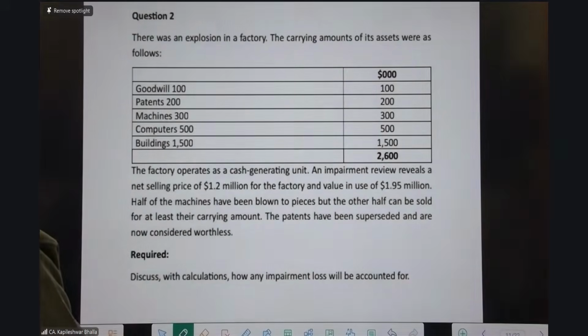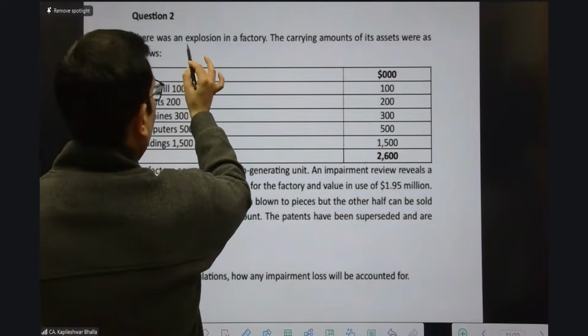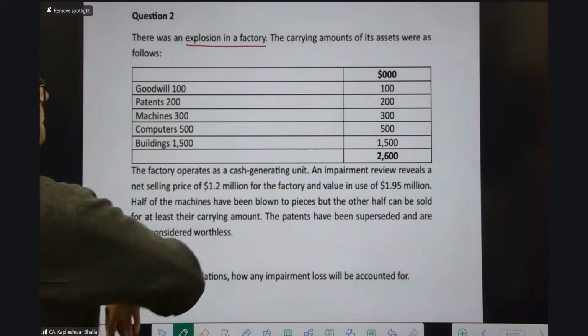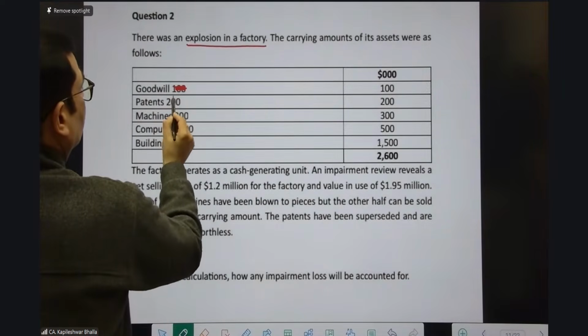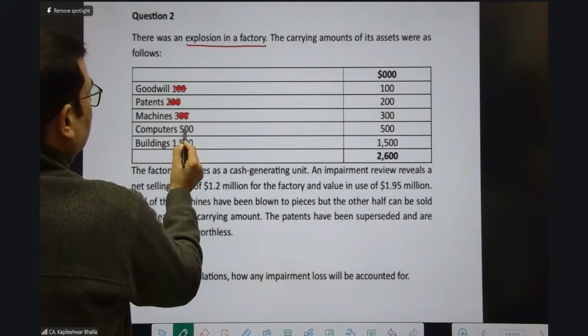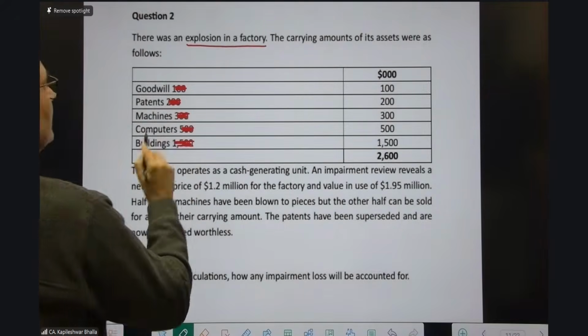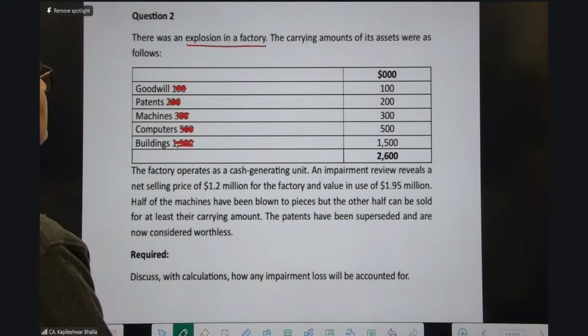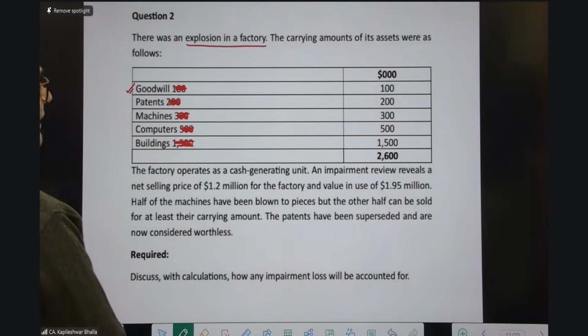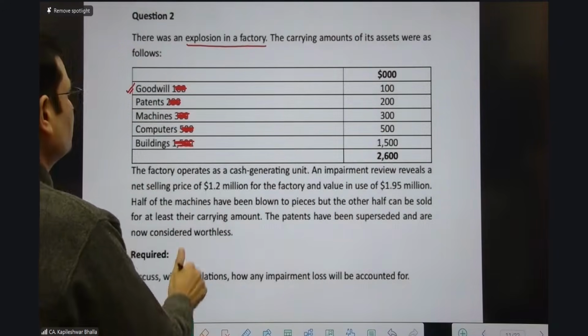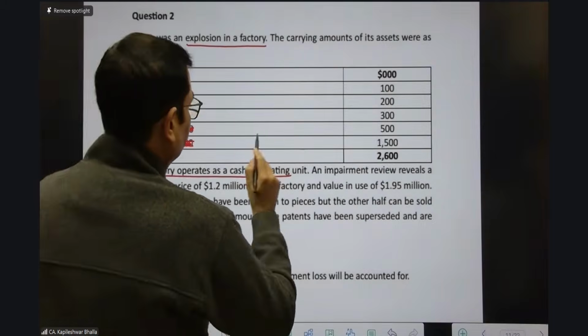It says there is an explosion in the factory. Impairment indication. The carrying amount of the assets is given to me in this case. So I am given the carrying amount of the goodwill, patents, machine, computers, etc. So goodwill is already a part of the CGU. The factory operates as a CGU.